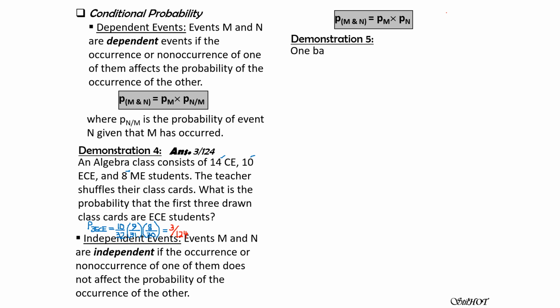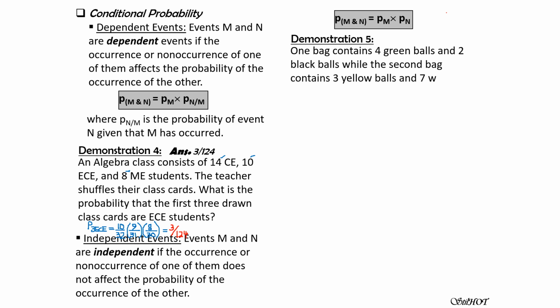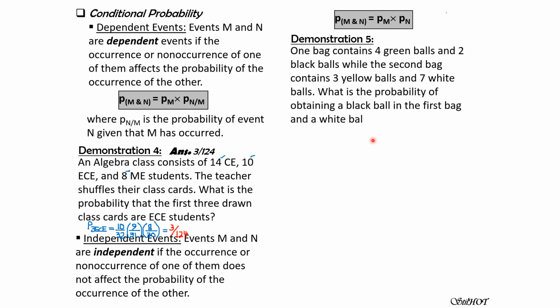So to demonstrate, let's have this problem. One bag contains 4 green balls and 2 black balls, while the second bag contains 3 yellow balls and 7 white balls. What is the probability of obtaining a black ball in the first bag and a white ball in the second bag?